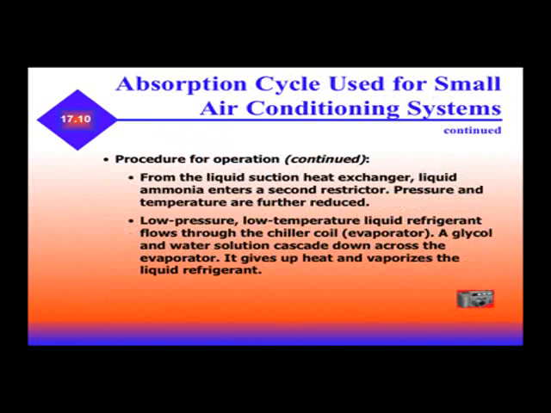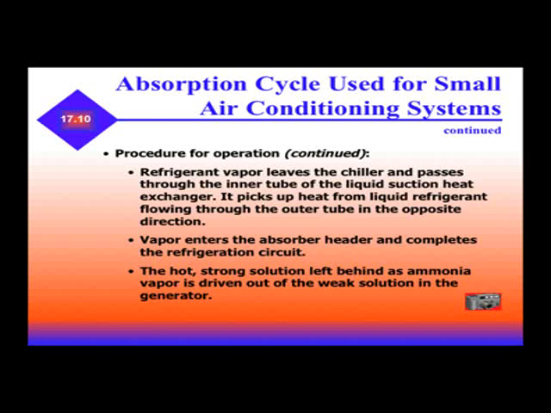Low pressure, low temperature liquid refrigerant flows through the chiller coil, which is the evaporator. A glycol and water solution cascades down the evaporator. It gives up heat and vaporizes the liquid refrigerant. Refrigerant vapor leaves the chiller and passes through the inner tube of the liquid suction heat exchanger. It picks up heat from the liquid refrigerant flowing through the outer tube in the opposite direction. Vapor enters the absorber header and completes the refrigeration cycle.